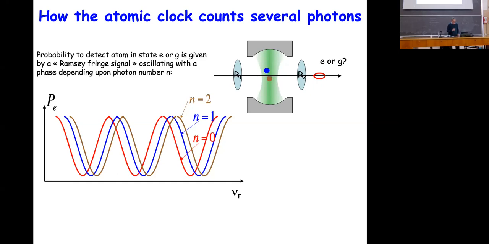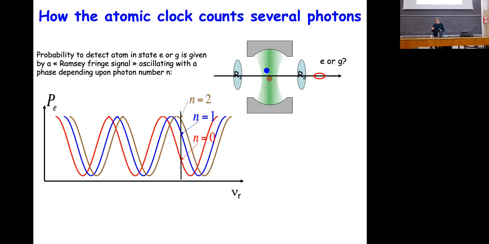So let's fix the interferometer at a given phase. You see that if you set the interferometer here, you get a signal which varies here if you have 0 photon, here if you have 1 photon, here if you have 2 photons. But what is this signal? This signal is an average. It's something that you obtain because it's a probability. So you have to detect a lot of atoms to find whether it converges to one value or the other.